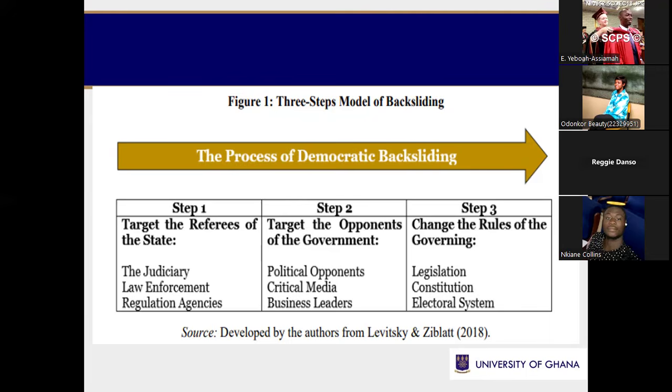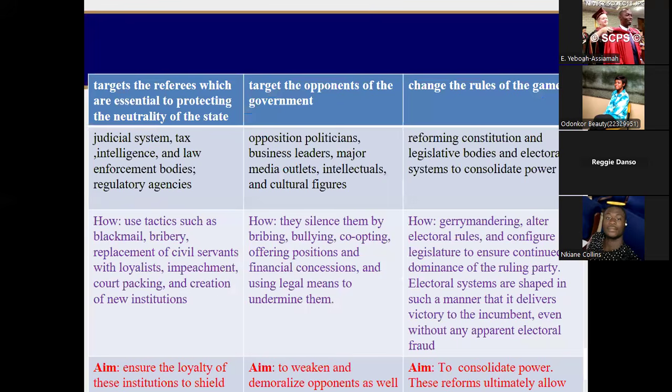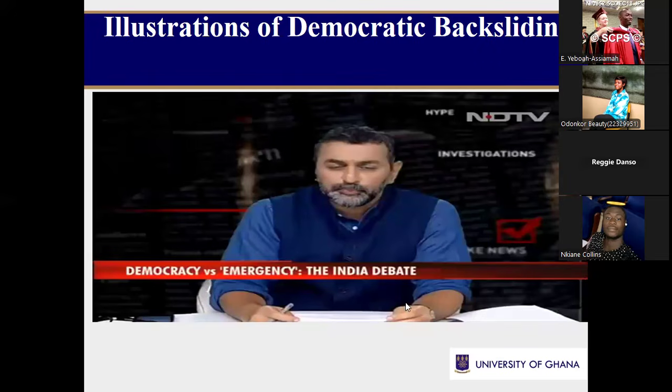These are the referees of the state. So that's step one. So they weaken the judiciary. They can sack you. If you are the Chief Justice, they will sack you. They will use any means to sack you. Then they will pack and weaponize the courts, okay? They weaponize the courts.